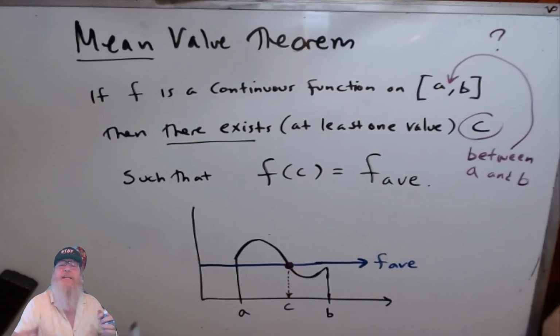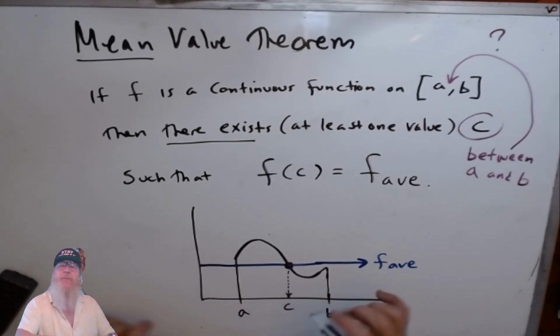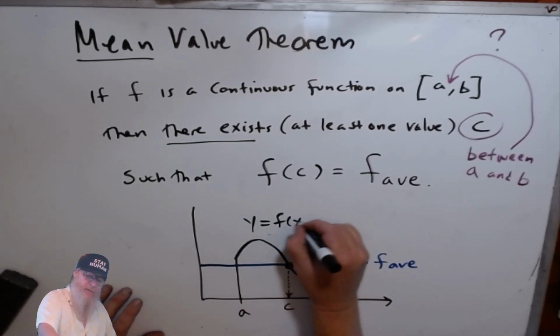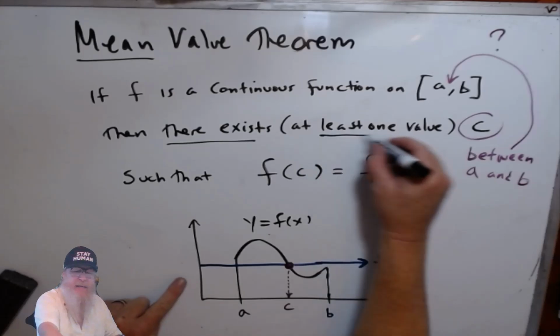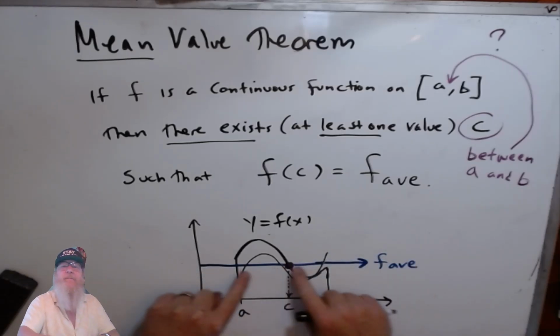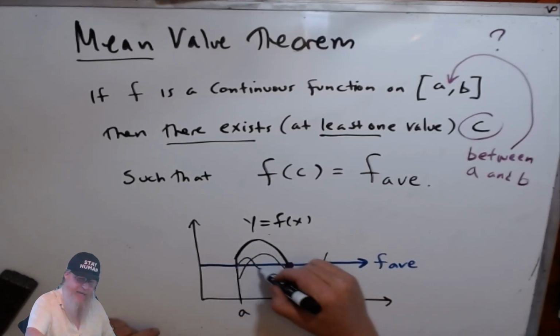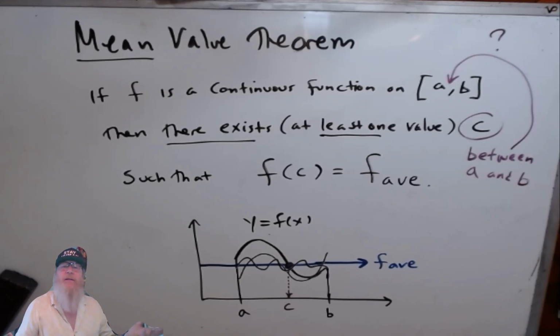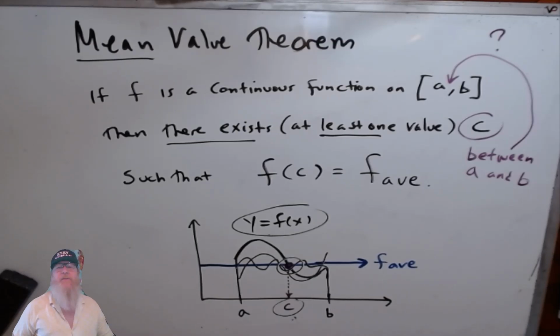Now, this theorem just guarantees that it exists. It doesn't actually find the C for you. And you can probably tell by the picture why there's at least one, because sometimes the curve might go like this, right? And might hit the average more than once. It's possible. It could hit it a whole bunch of times, right? Depends on what the function is. But we're guaranteed no matter what that we're going to get at least one of these values that lies right in the middle.